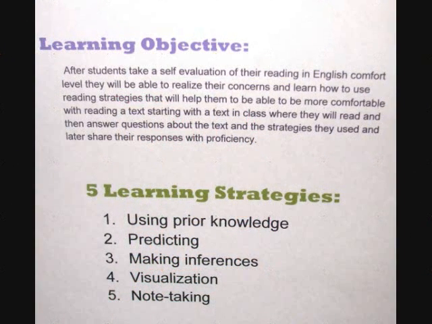Learning objective. After students take a self-evaluation of their reading and English comfort level, they will be able to realize their concerns and learn how to use reading strategies that will help them become comfortable with reading a text, starting with a text in class where they will read and answer questions about the text and strategies they used, and later share their responses with proficiency. This can be done in a group or individually.